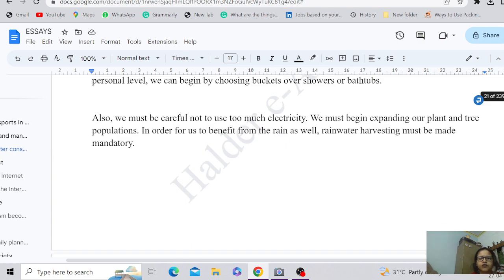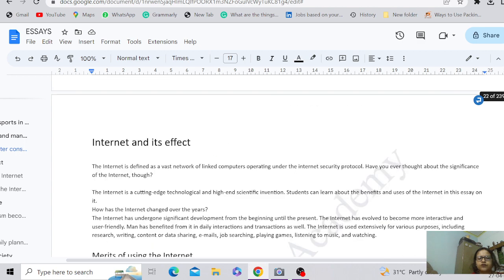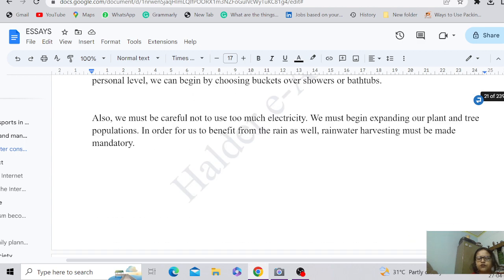And we need to see that there is no overuse, no excess use of electricity, and we need to plant trees and plants. And also, we need to benefit from rainwater as well. So rainwater harvesting should be taken care of. So that is the way you come up with an essay on water conservation and management.